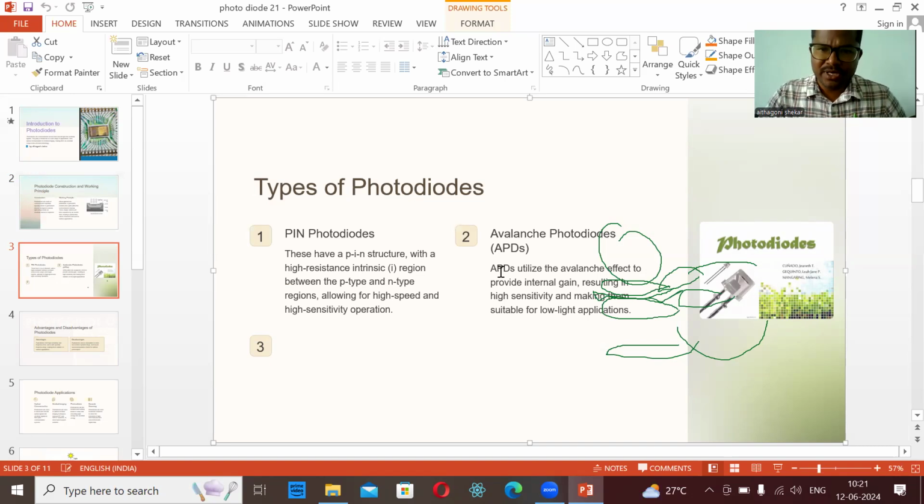Avalanche photodiode: the APD utilizes the avalanche effect, which provides internal gain. We will discuss this after. The avalanche photodiode is made of a highly doped p-type semiconductor, an intrinsic semiconductor, and an n-type semiconductor, with another highly doped n-type semiconductor. The highly doped p-type semiconductor is P plus. This is the PIN photodiode and avalanche photodiode.